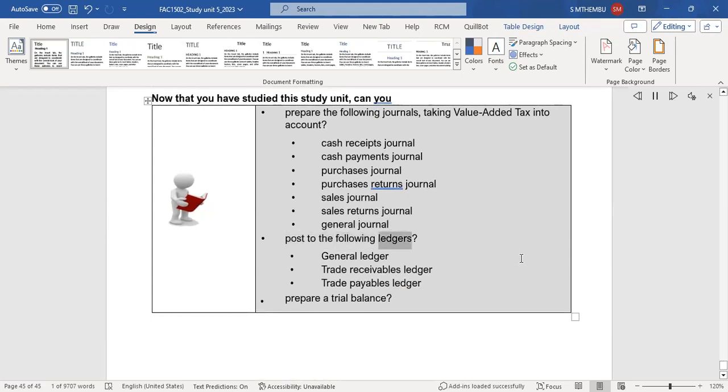Post to the following ledgers: General Ledger, Trade Receivables Ledger, Trade Payables Ledger. Prepare a trial balance.